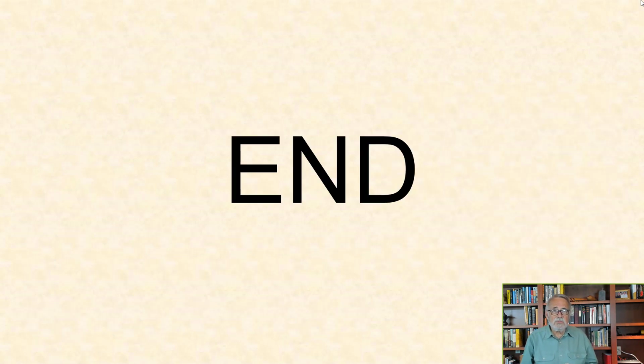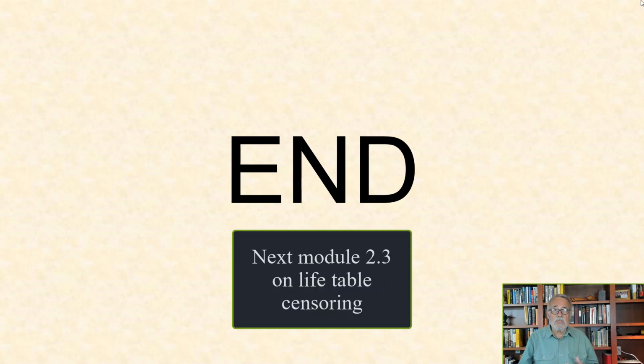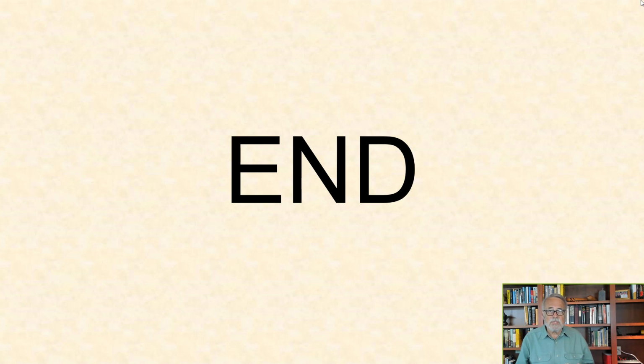This completes Module 2.2. In the next module, I will cover what is referred to as life table censoring, in which situations arise where the number of individuals at risk at some or all ages needs to be adjusted.